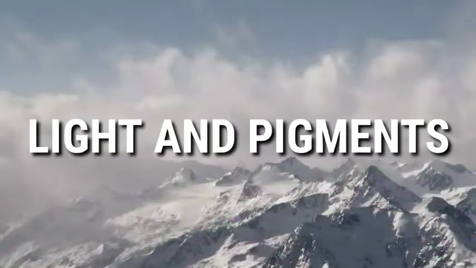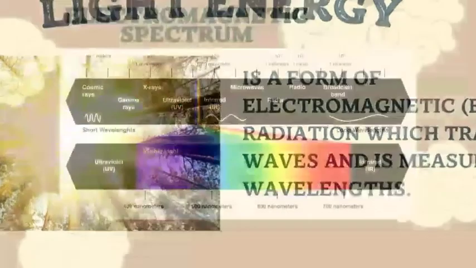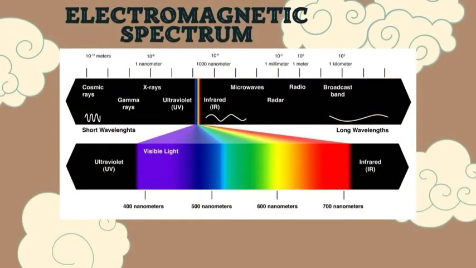Hello, today we're going to talk about lights and pigments, and without further ado, let's just jump right into it. Light energy is a form of electromagnetic radiation which travels in waves and is measured in wavelengths. This is an example of an electromagnetic spectrum.